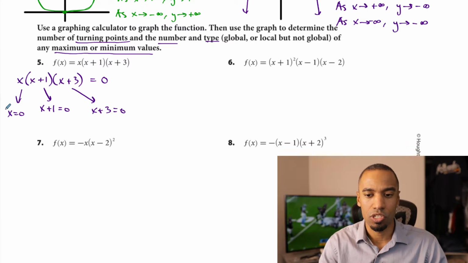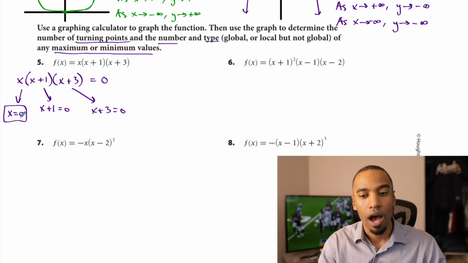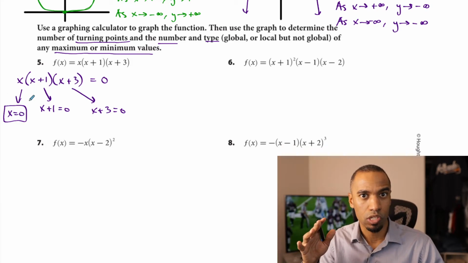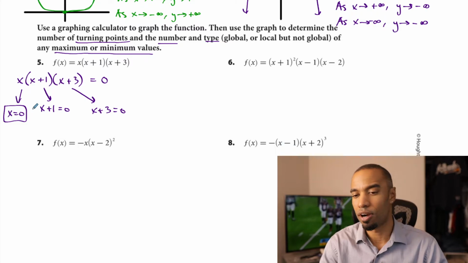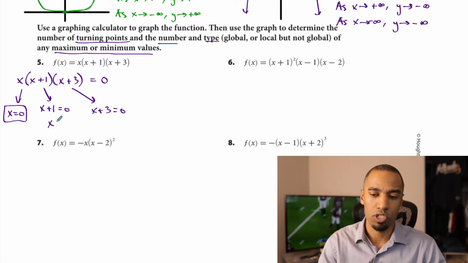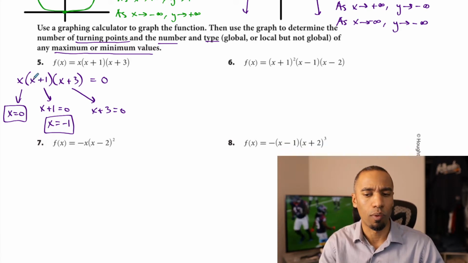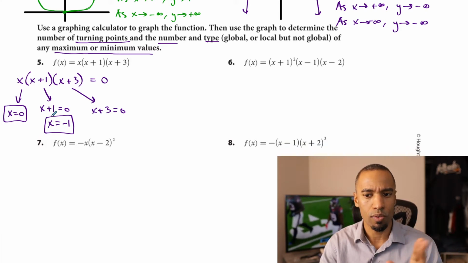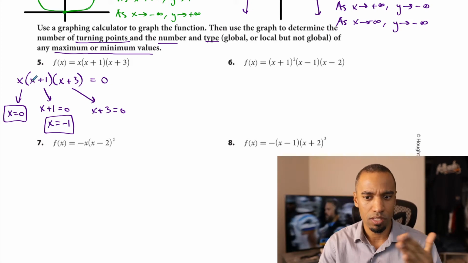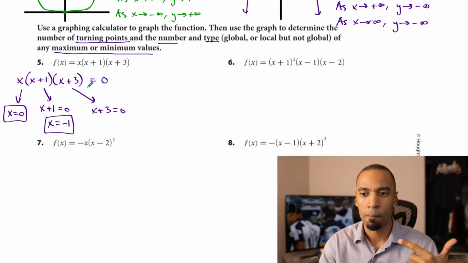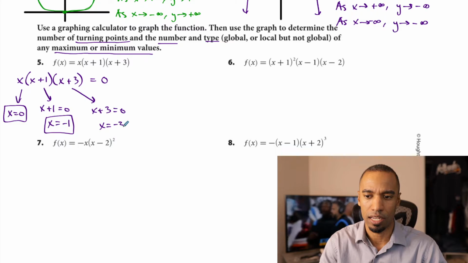If this x is 0, well, that's one of your values of x when y is 0. This is one of your x-intercepts, 0 for x. If x plus 1 is 0, subtract 1 from both sides, you get x equals negative 1. Basically taking the opposite of what's inside there. Unless they do something tricky with factored form, it's what value of x makes this 0? Well, it's the opposite of 1. It's negative 1. And same with this, subtract 3 from both sides, you get x equals negative 3.